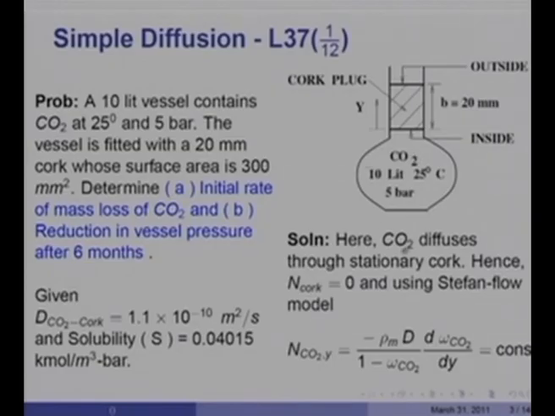So, here CO2 diffuses through stationary cork, and hence there is no mass transfer flux of cork, and using the Stefan flow model, we will have N CO2 at any distance y as minus rho m diffusivity divided by 1 minus omega CO2, d omega CO2 by dy, equal to constant. In other words, N CO2, the mass flux of CO2, will remain constant, and since A is constant, even the mass transfer rate would remain constant throughout the surface. So, how do we solve this problem further?